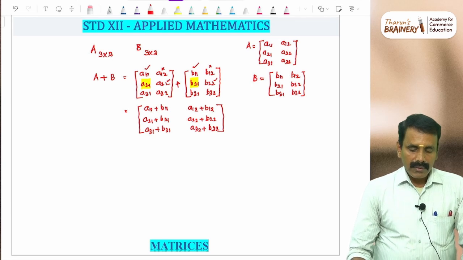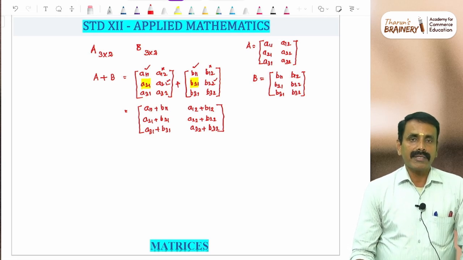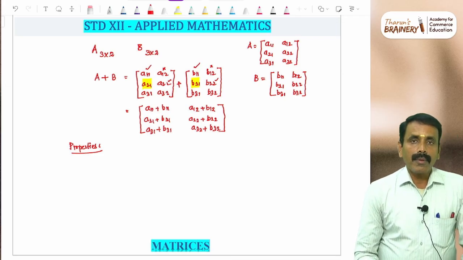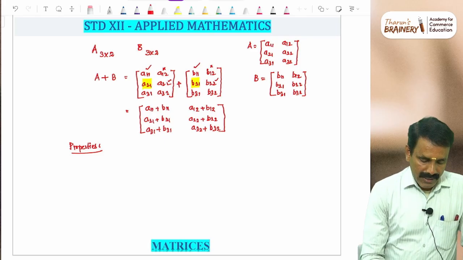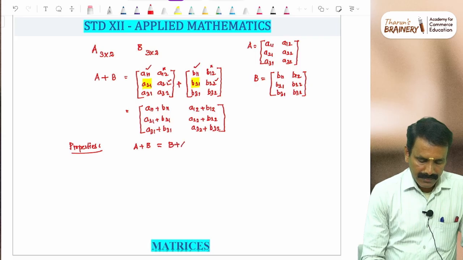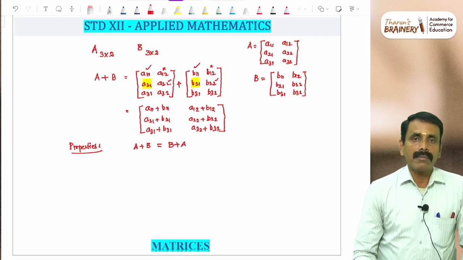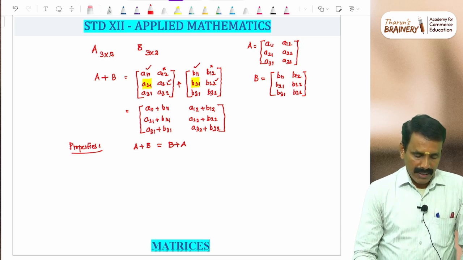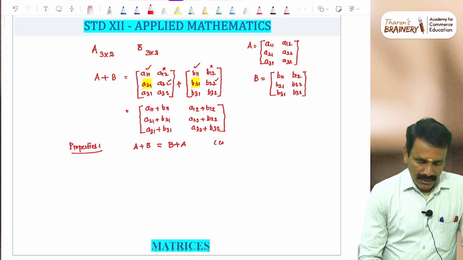Okay. Now, let us discuss some of the properties of addition of matrices. Few properties. What are the properties? Matrix addition is commutative. What do we mean by commutative? We can say the order of addition does not matter. A plus B will be equal to B plus A. Both will give you the same answer. This is called the commutative property.